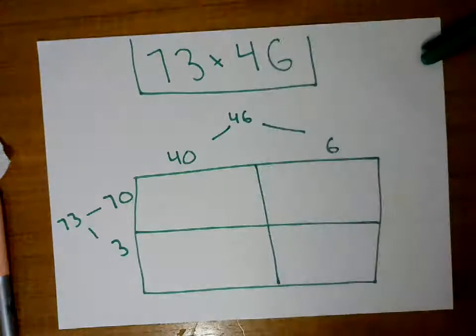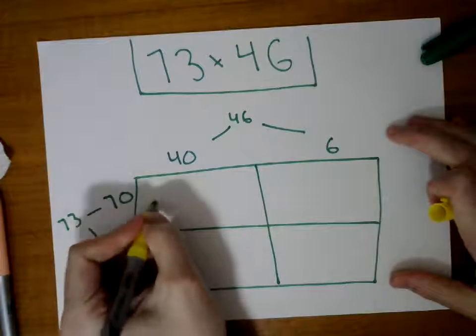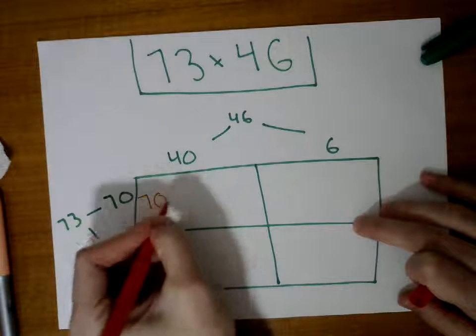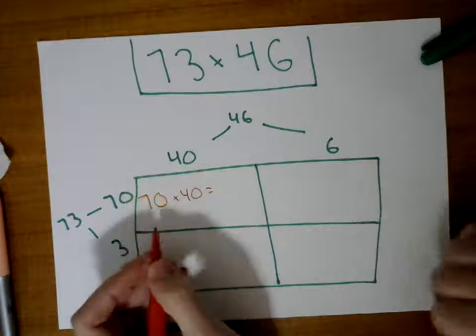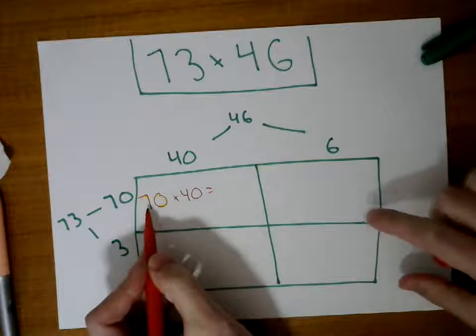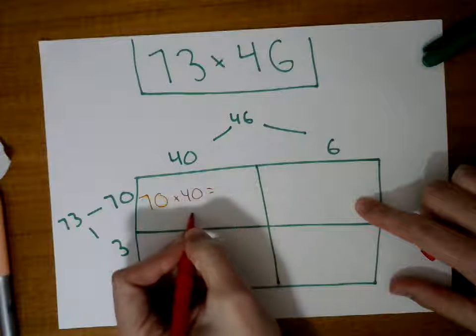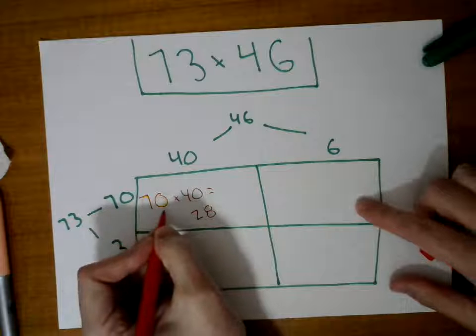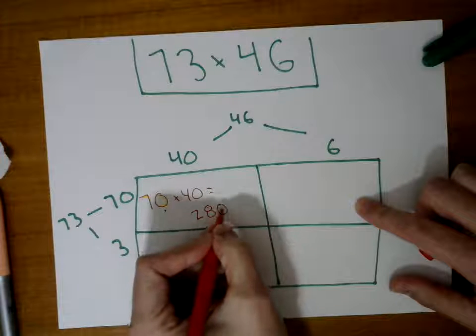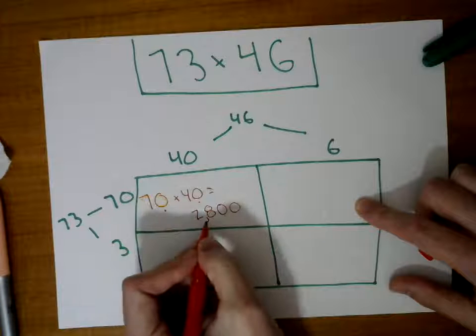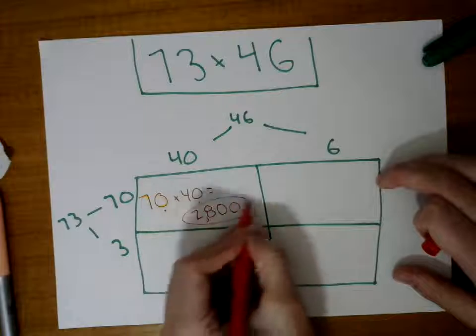Let me switch colors here. See how this, so can we see that? Not very well. All right, so this section would be 70 rows and 40 columns. 70 times 40. Now we need to know how to multiply multiples of 10. Well, I know that 7 times 4, if I just look at the first digit, 7 times 4 is 28. But this is 7 tens, so I have to add another place value. And this is 4 tens, so I have to add another place value. So 70 times 40 is actually 2,800. I'll hold that till later.